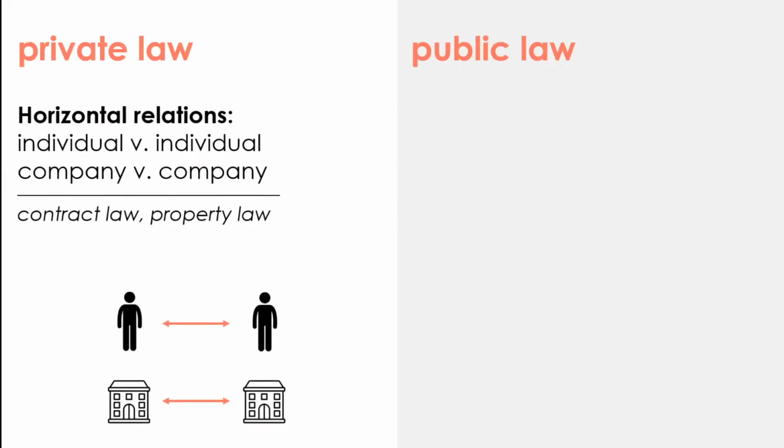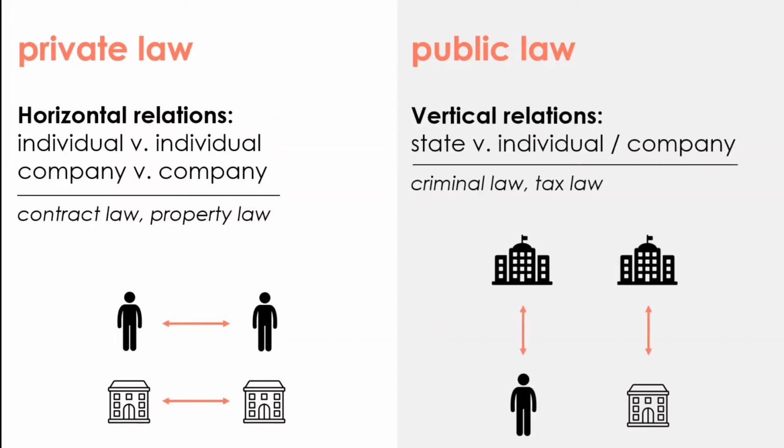One distinction that we can make is private law versus public law. Private law is characterized by the horizontality of relations. It is the individual versus another individual, or a company versus company. Think of contract law or property law. Public law, on the other hand, is characterized by the verticality of relations. It is the state versus individual or the state versus company. Examples would be criminal law or tax law.